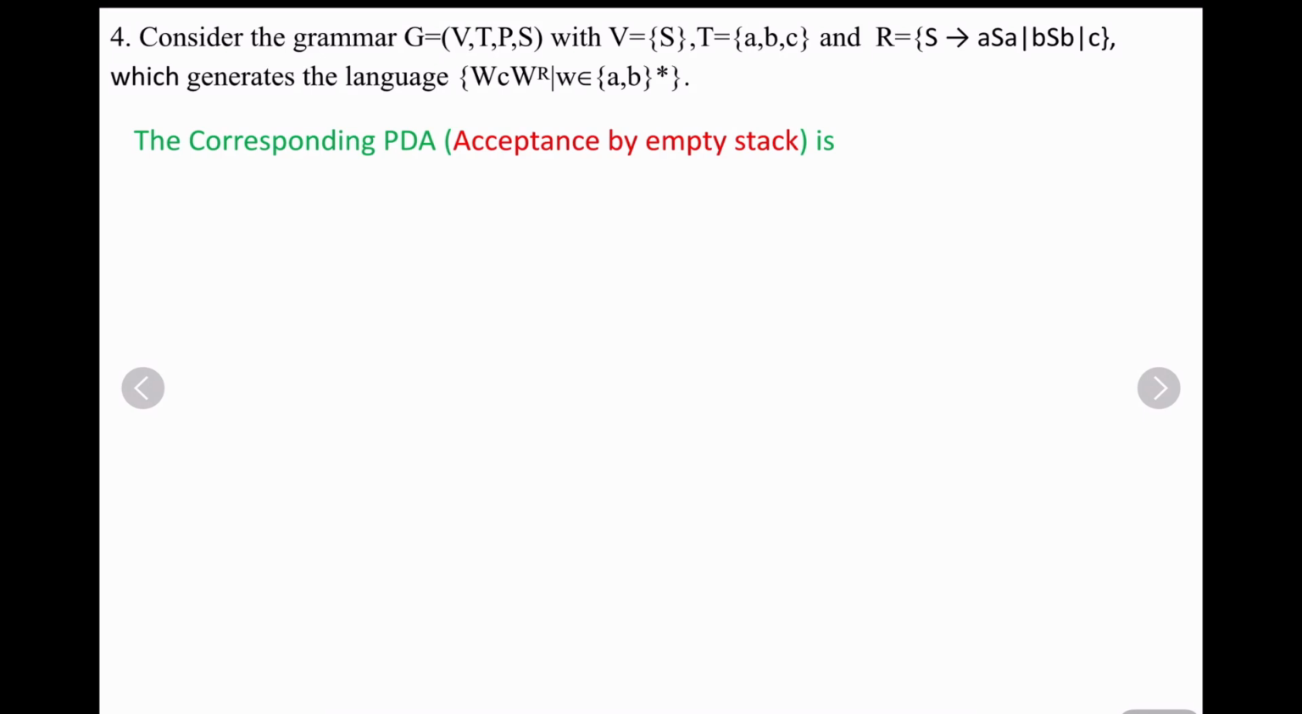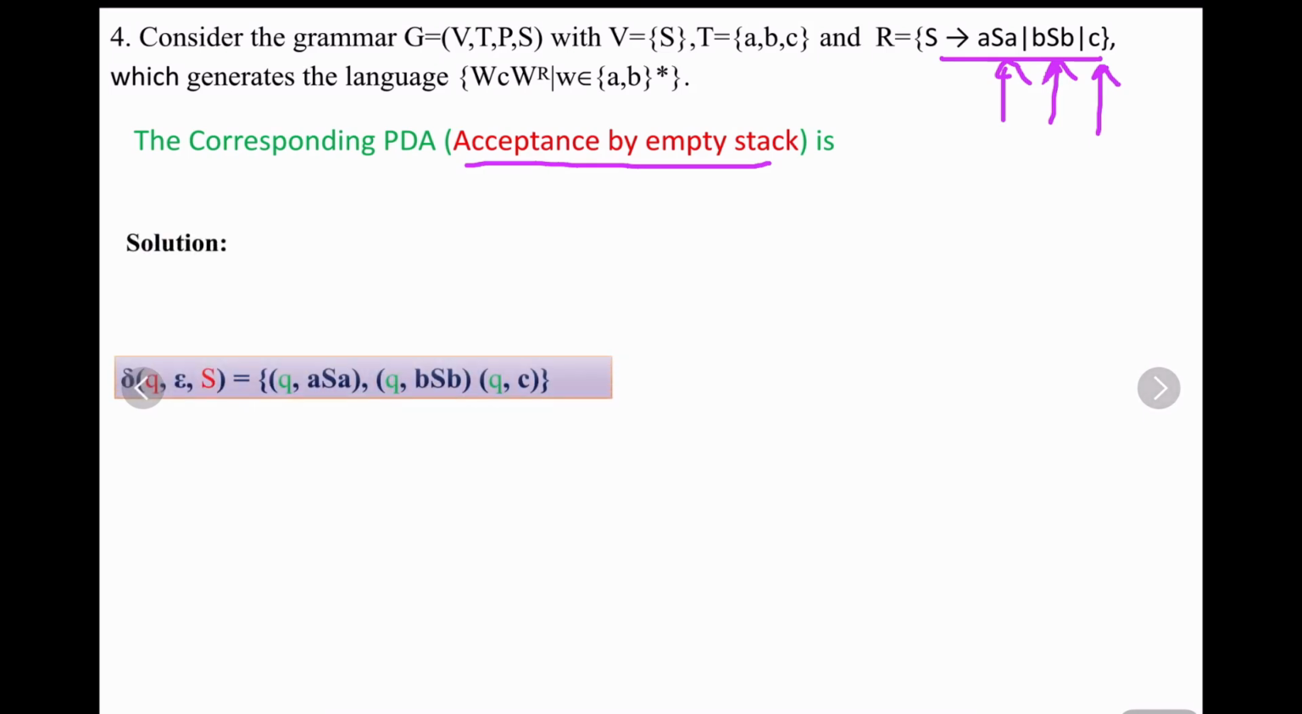In the corresponding PDA, acceptance by empty stack, there are 3 rules on S. S gives ASA, another rule is S gives BSB, another rule is S gives C. Right? So what is the first conversion? Any grammar is in the form of S gives ASA or S gives BSB or S gives C.